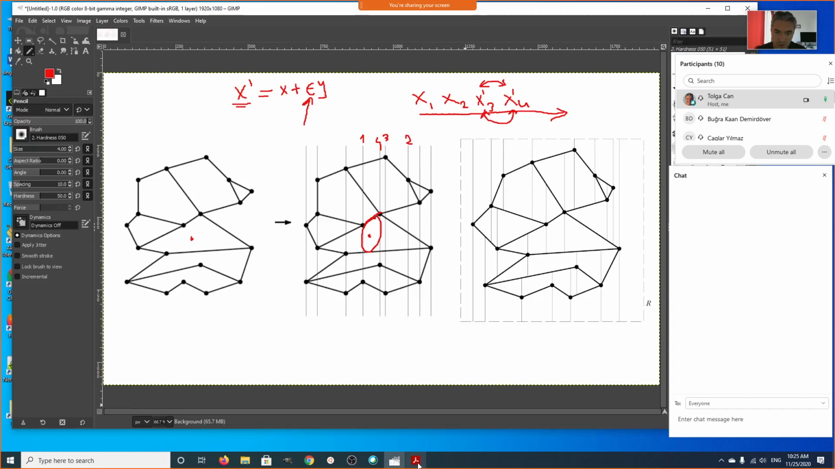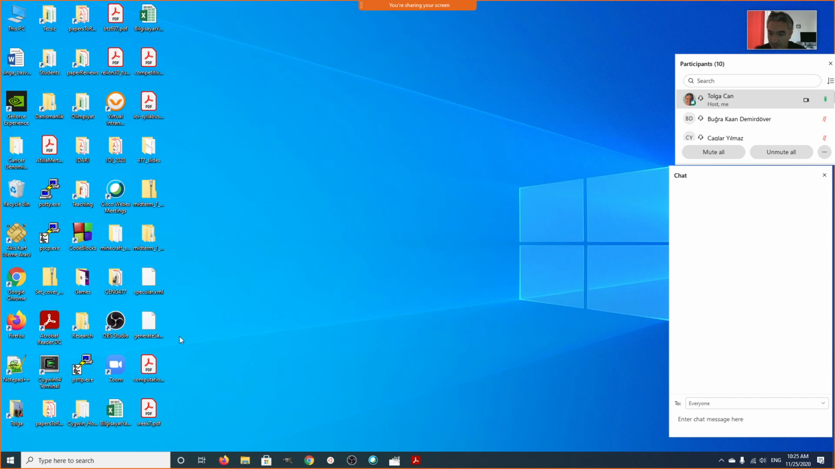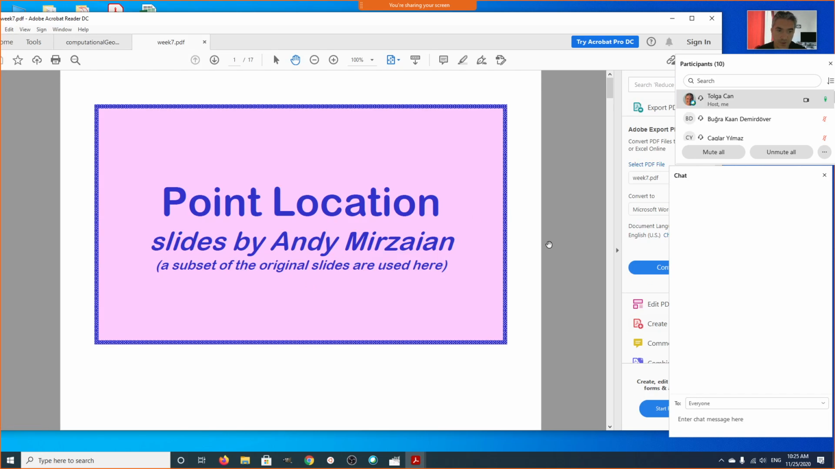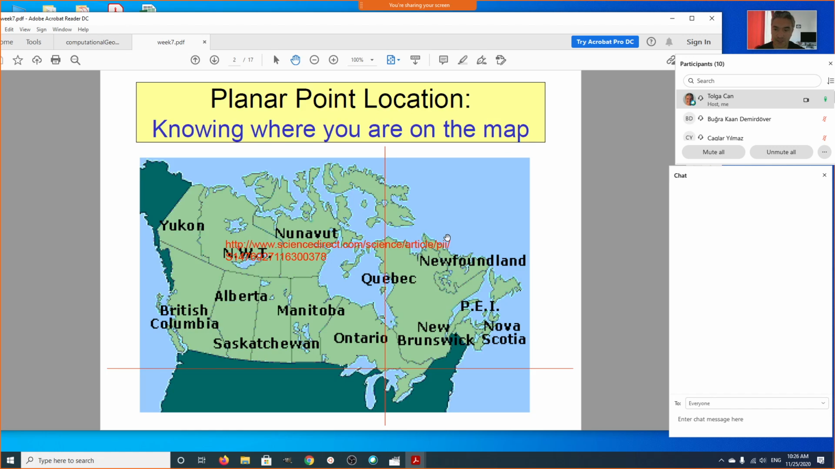Actually, I can describe it from the slides as well. So we have also the slides somewhere here. Let me open them too. The good thing about these slides is that they talk about the historical development of the problem as well. So the problem is one of the classical problems in computational geometry.